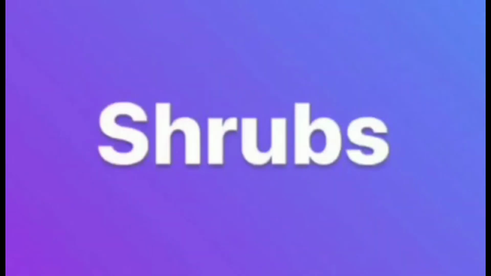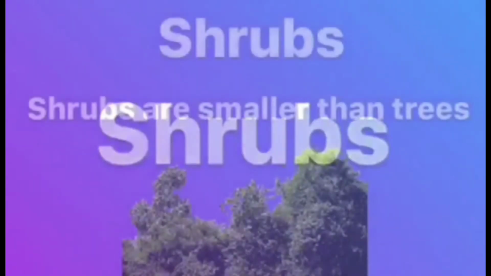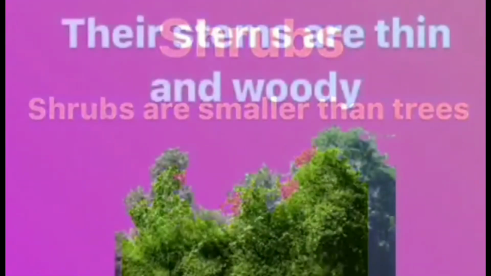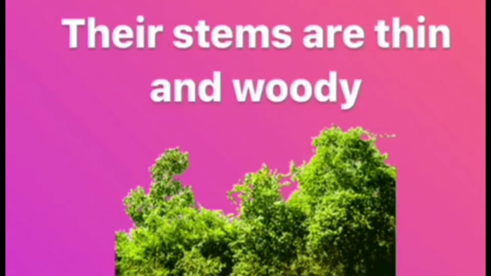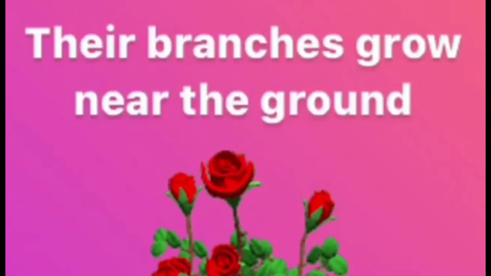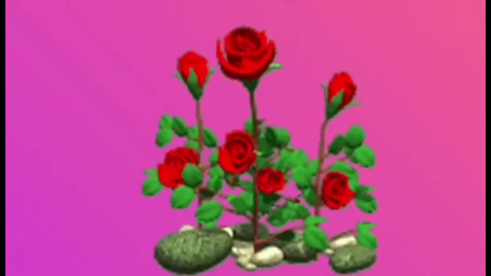The next type of plants are the shrubs. Shrubs are smaller than trees. Since they are smaller in size, their stems are thin and woody. The branches also grow near the ground. Rose plant is a shrub.